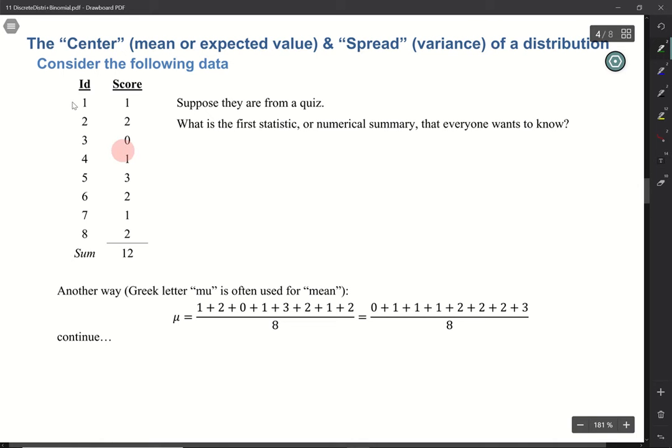So, if we look at these numbers, right, 1, 2, 0, 1, 3, 1, 2. Suppose that they're from a quiz or something like that. Maybe somebody was sick, so they didn't take it, right? And maybe it's just out of 3 or 4 or something like that, maybe out of 3. What's the first statistic or numerical summary that anyone wants to know? Everybody wants to know what? The average, right? What does the average tell you?